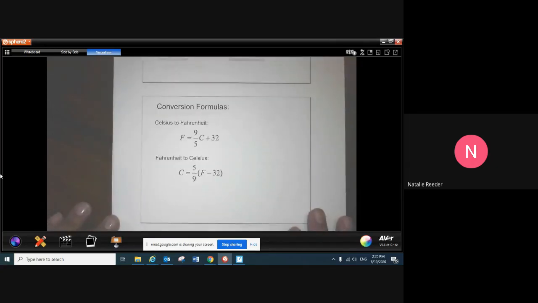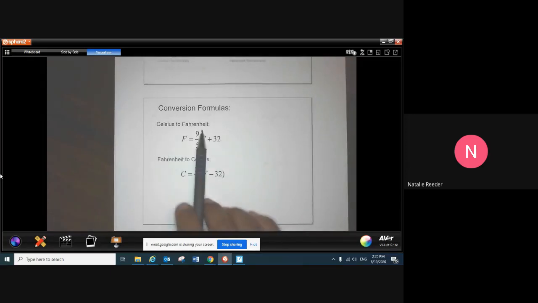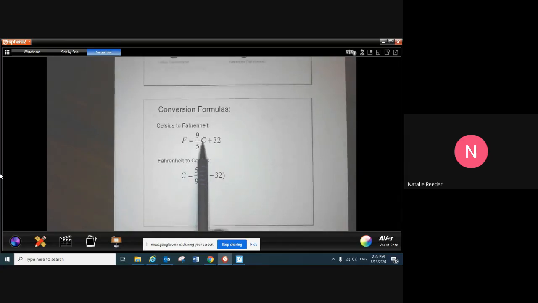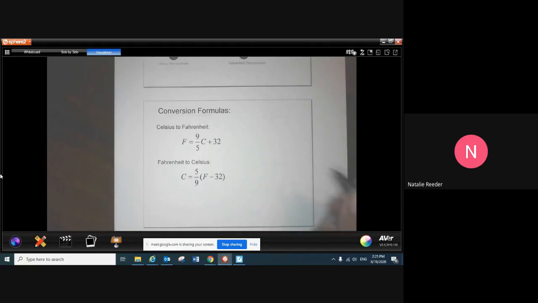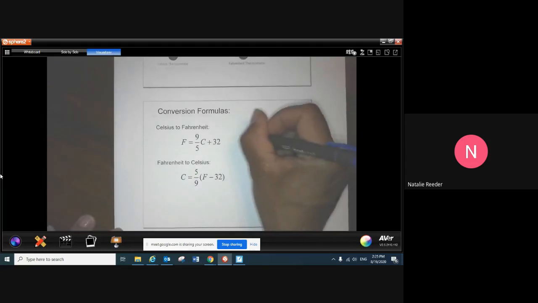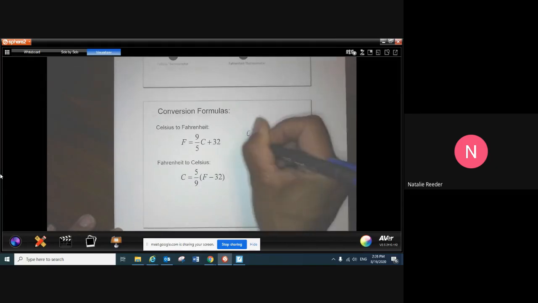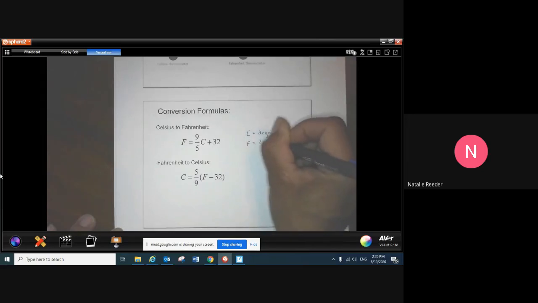So our conversion formula from Celsius to Fahrenheit reads as: F, which represents your degrees in Fahrenheit, which is usually what you're trying to find if you're using this formula, equals 9 divided by 5 times C, and C represents our Celsius measurement, and then you add 32. So C is equal to your degree in Celsius, and F is your degree in Fahrenheit.